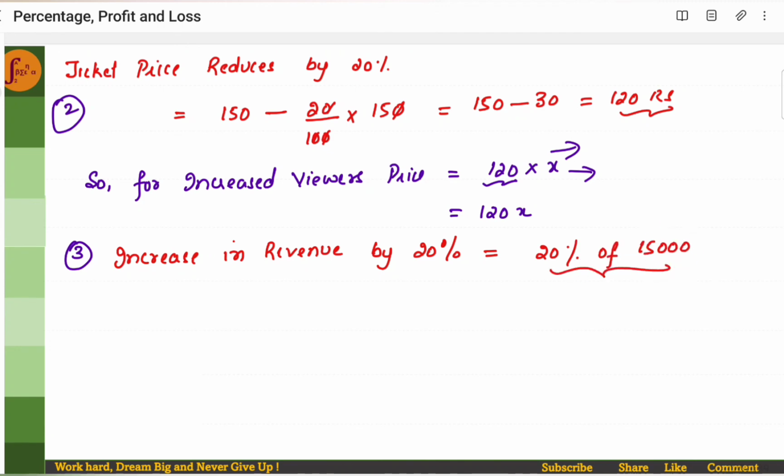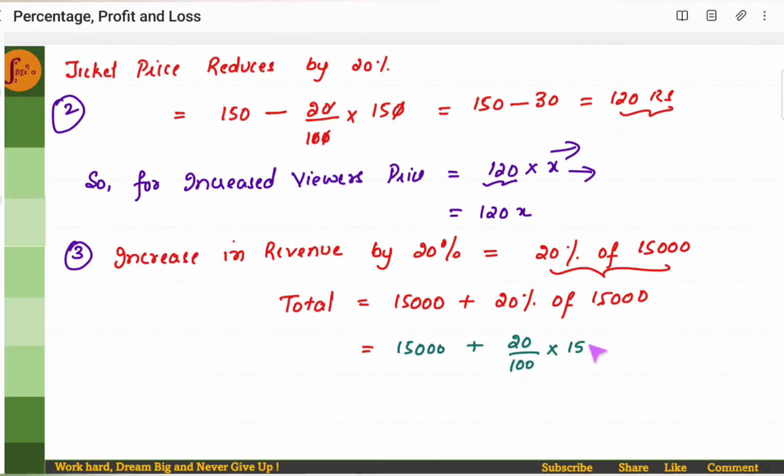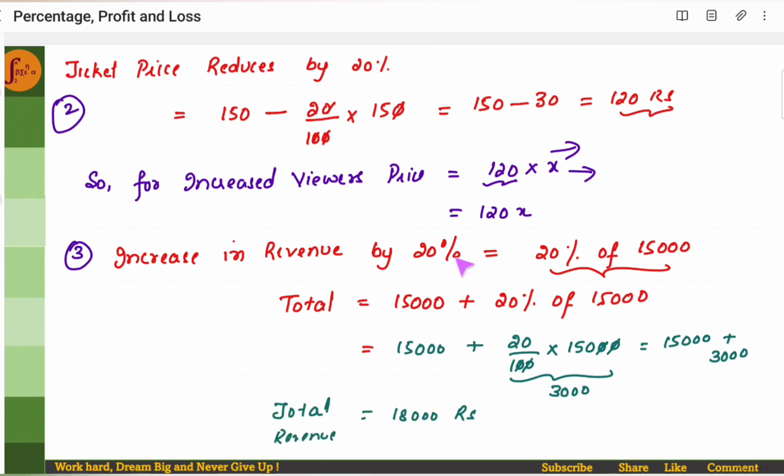This has been the increase. So what will be the total? Total revenue would be 15,000 plus 20% of 15,000. We'll get 15,000 plus 3,000. So I'll get 18,000 rupees. This is the total revenue after it increases by 20%.